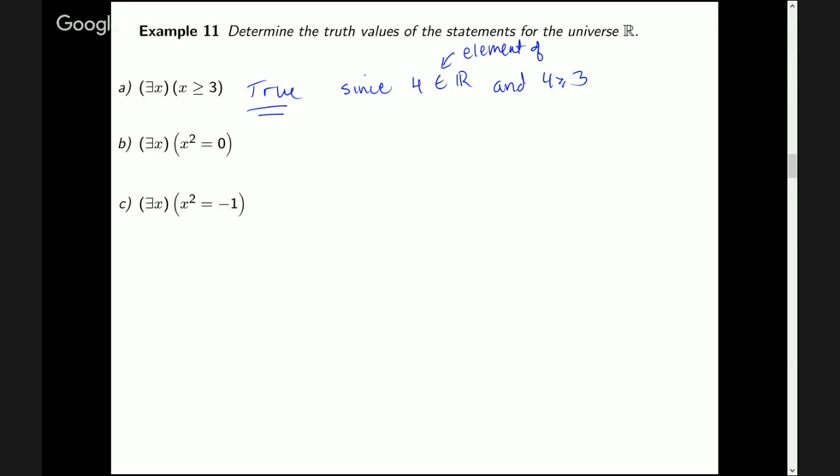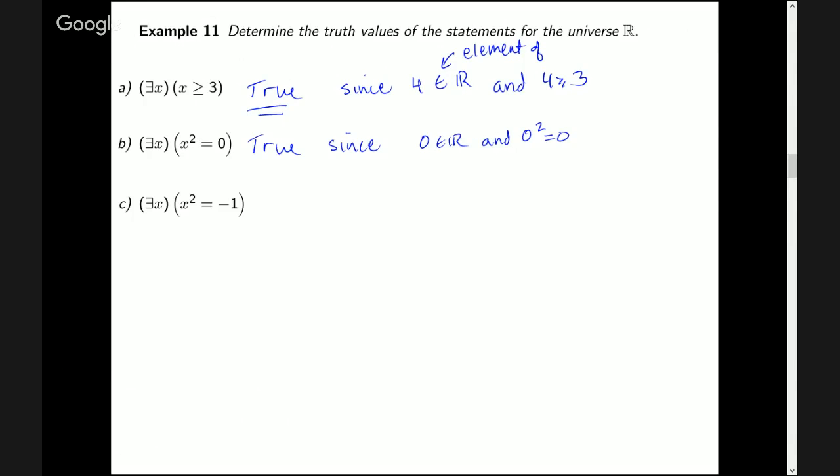There exists an x so that x squared equals 0. Can you think of a real number whose square is equal to 0? 0. Since 0 is in the reals and 0 squared is equal to 0, it works. Notice that's the only value in the reals that works. Every other value you're going to get a positive amount when you square it.